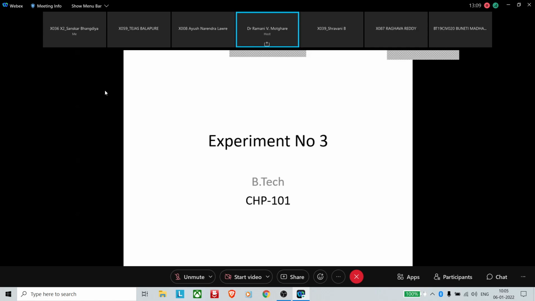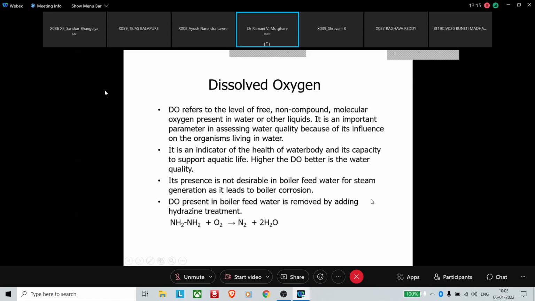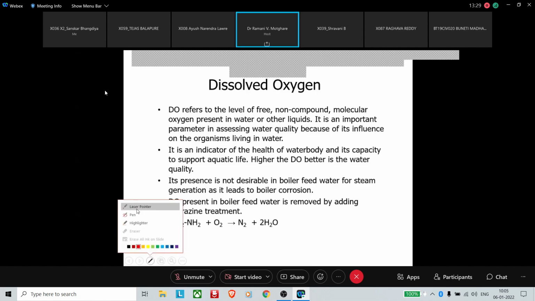There is a small experiment based on iodometric determination, titrimetric analysis. Now we are going to determine today dissolved oxygen. Dissolved oxygen present in water. Now boiler troubles we have already discussed. So we know that dissolved oxygen is present in water. That is why all aquatic flora and fauna is able to sustain in the water.